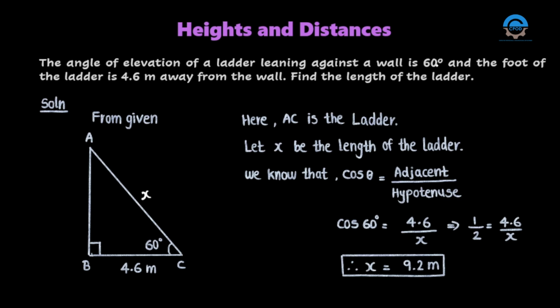So the theta angle is 60 degree. Cos 60 degree is equal to 4.6 meter divided by x. We know that cos 60 degree is equal to 1 by 2. So 1 by 2 is equal to 4.6 by x. So we get the value of x, that is the length of the ladder, as 9.2 meter.